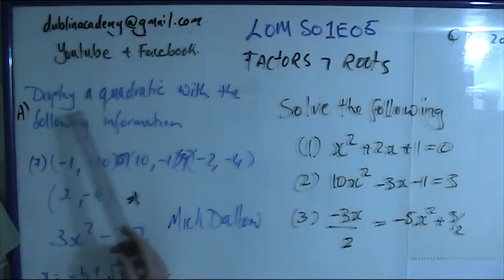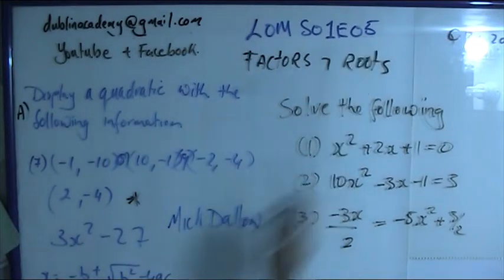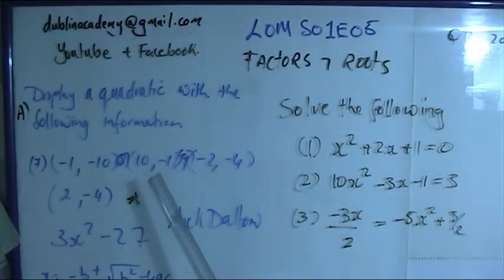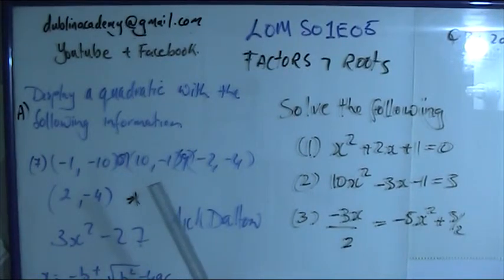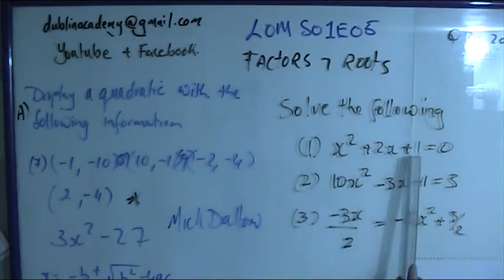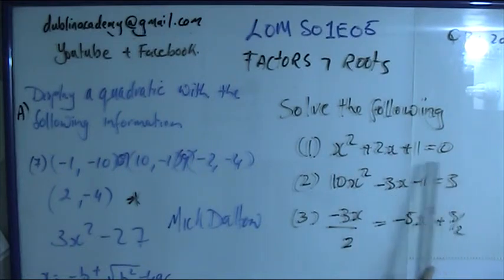Now I gave you a question last time, the 04, a question of these factors here, and you had to bring it back and form an equation. So when you're given the roots, all you do is substitute the roots into an equation. Now copy these. x squared plus 2x plus 1 is equal to 0, 10x squared minus 3x minus 1 is equal to 3. Bring the 3 across, make it a minus 3. Everything must equal 0.